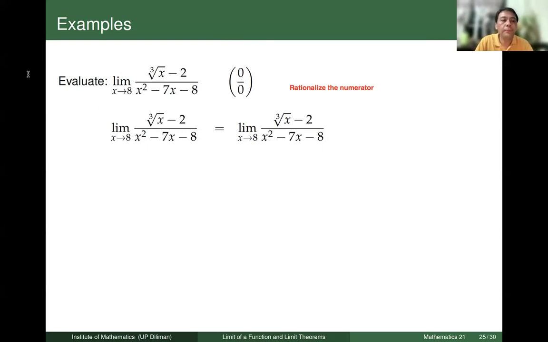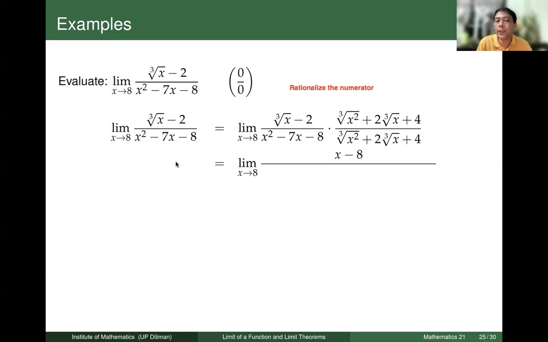So you will multiply this by the cube root of x squared plus 2, the cube root of x, plus 4. Okay, the cube root of x squared plus 2, cube root of x, plus 4. And same with the denominator. So the numerator will become the cube root of x cubed, or that is simply x, minus 2 cubed, which is 8. So you get x minus 8.